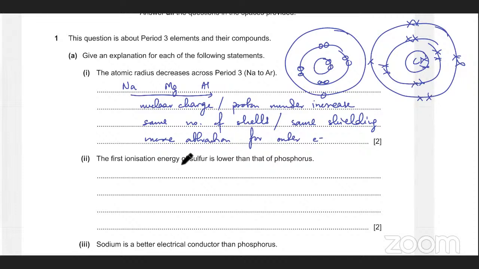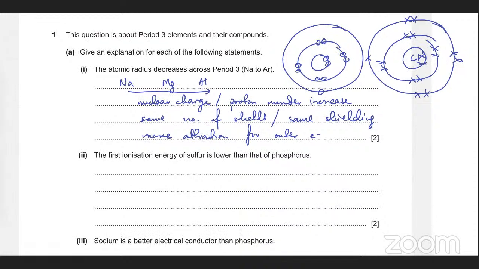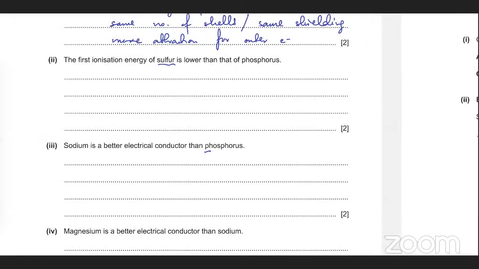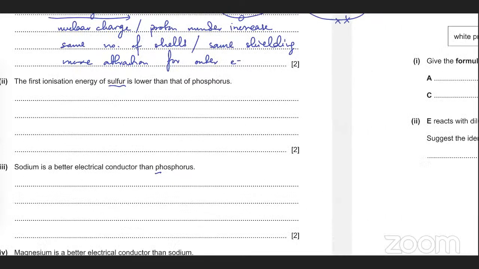Then you've got the first ionization energy of sulfur is lower than that of phosphorus. So this is a dip at group 6. Why do you have a dip at group 6? Across the period, the ionization energy usually just constantly increases. Dips at 3, 4, 5, then at 6 there's going to be a dip, and then 7 and 8. So across the period, your ionization energy graph would look something like this. So why is there a dip at group 6?